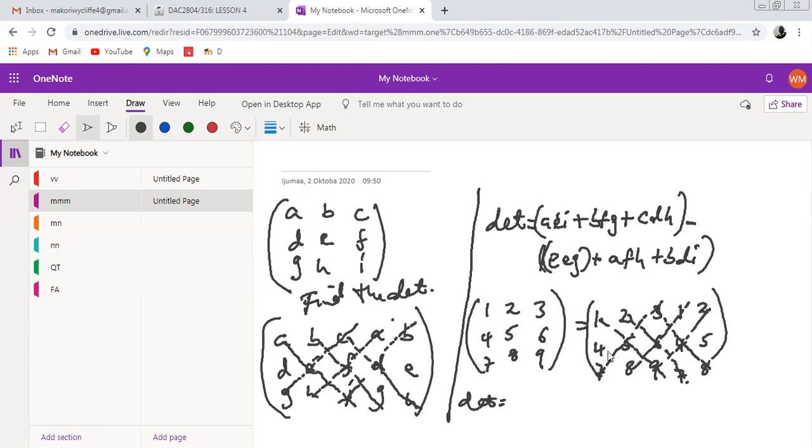So it is going to be 1 times 5 times 9, which is 45, plus 2 times 6 times 7. 2 times 6 is 12, then 12 times 7 is 84. So we have 84 plus 3 times 4 times 8. That is 12 times 8, which is 96.